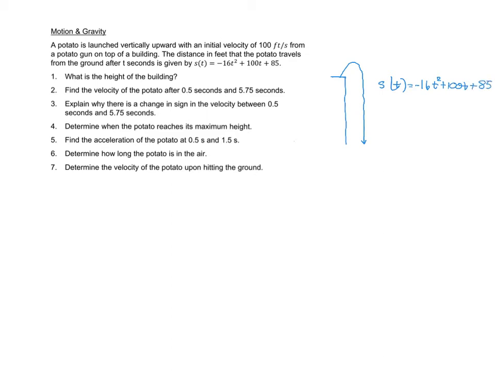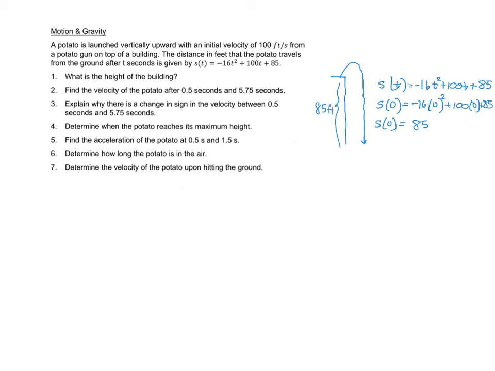All right. So what do we know about the position of the potato at time t equals 0? Well, we know that at the start, at time t equals 0, we have a position of 85. All right. So that means that the height of the building is 85 feet.